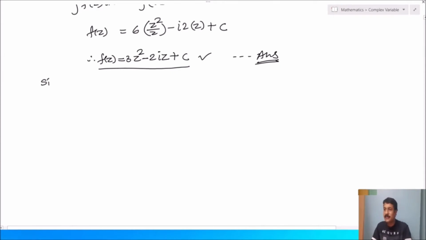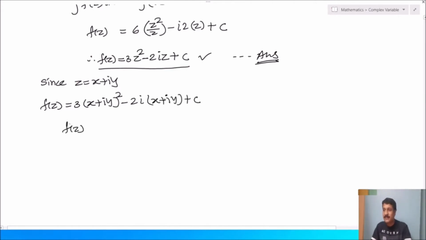Since z is equal to x plus iy, f of z equals 3 times (x plus iy) whole square minus 2i times (x plus iy) plus c. That is why f of z equals 3x square plus 2ixy plus (iy) whole square. So what is i square? It is minus 1.